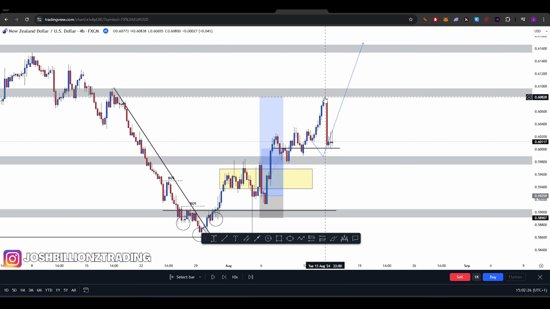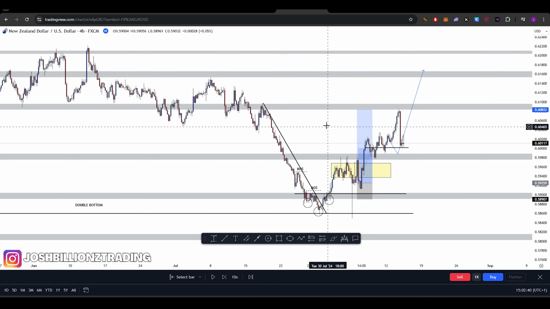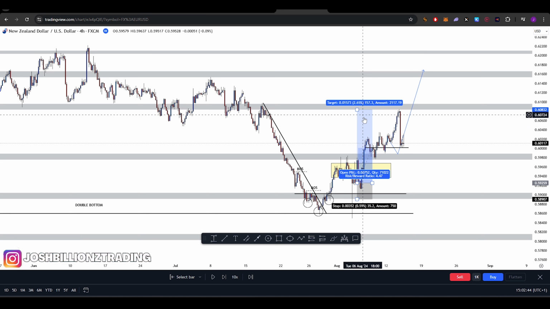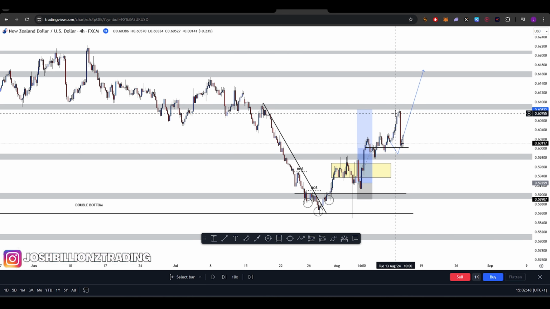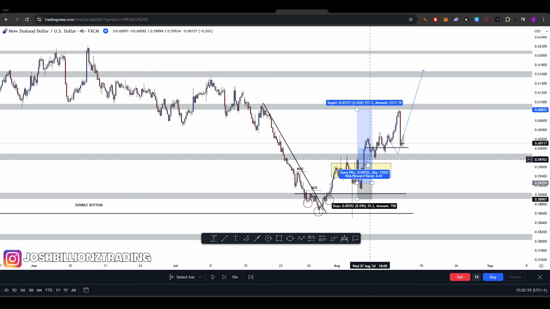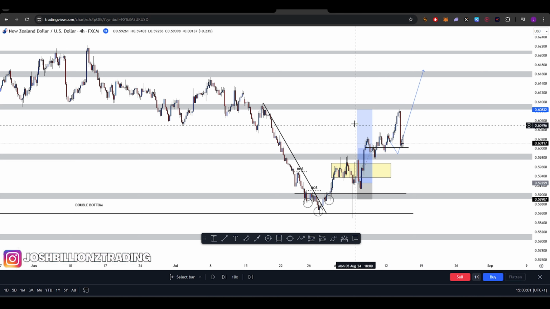As soon as our target was hit, look at that, look at the rejection. We hit our target and we had a strong rejection of the level. So that just shows how key targeting your levels is for your exits in a trade. As well as your entries being important, your exits are equally as important. So that was just to show you the trade I had on New Zealand US dollar.